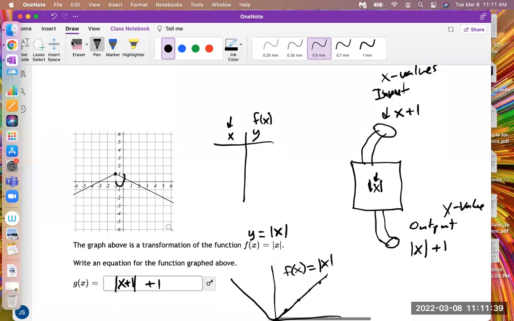Okay, but we're not quite done yet. Now I took care of the fact that we moved 1 over and 1 up by adding the 1 onto the input and adding the 1 onto the output. But now this is actually the graph if I graphed it. It would look like this.